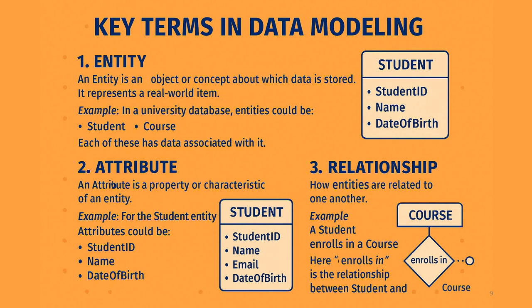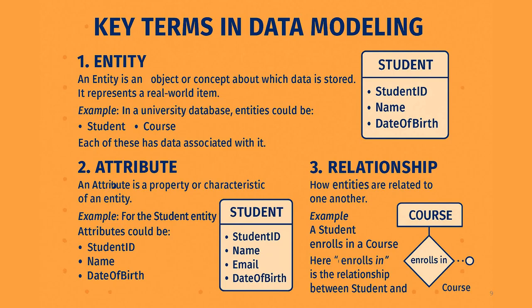Let's start with the entity. The entity is like a noun. For example, we have student, course, as I already mentioned, customer, order. So it's just this part here. This is one entity. It can be defined as an object or concept about which data is stored. It represents a real world item.